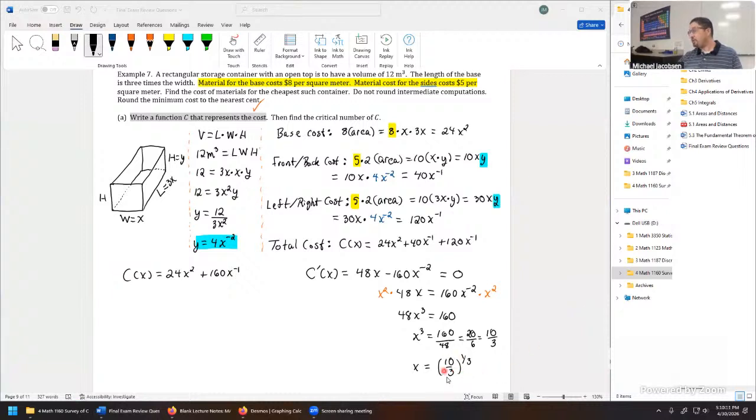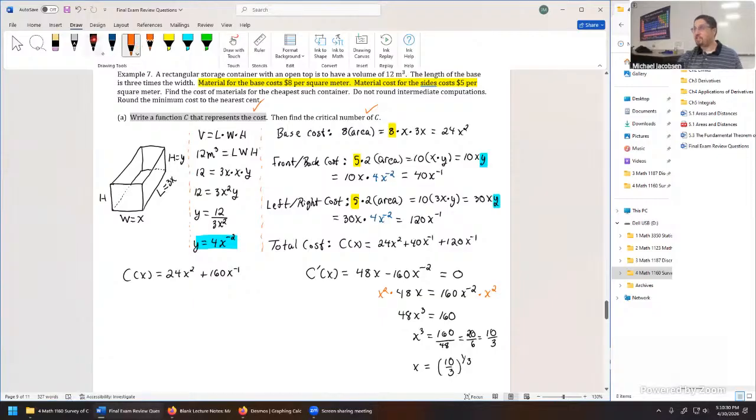3 1/3. Yeah, you could write that as a mixed number, 3 1/3 as well. Absolutely. Other questions so far? Okay, well, that was this part.